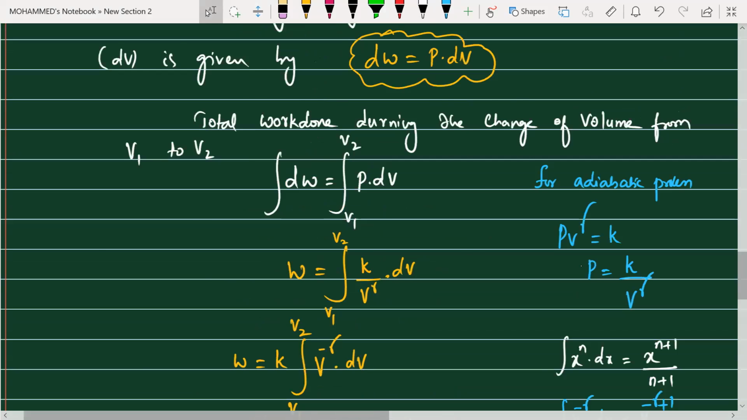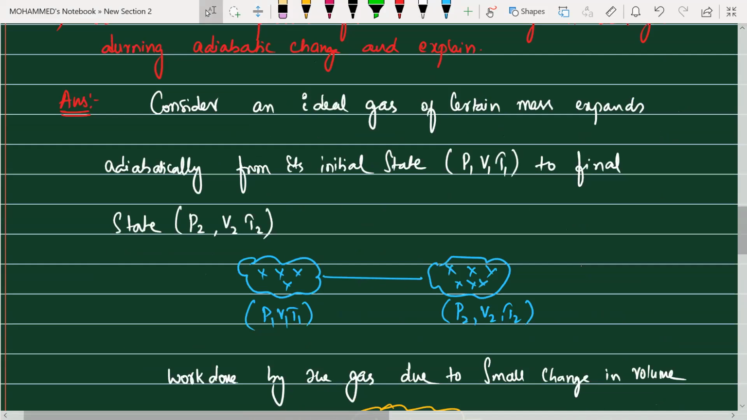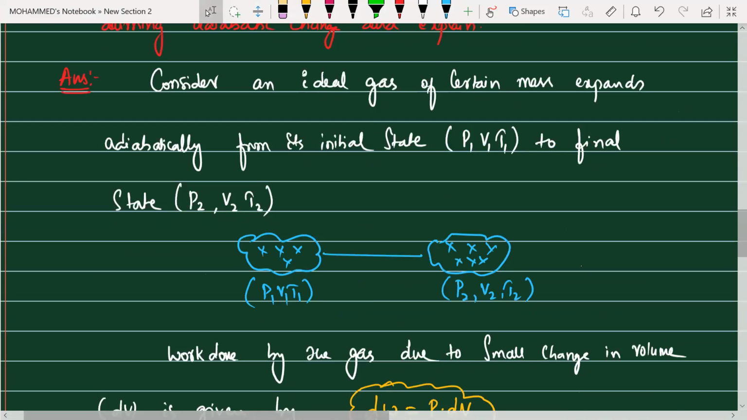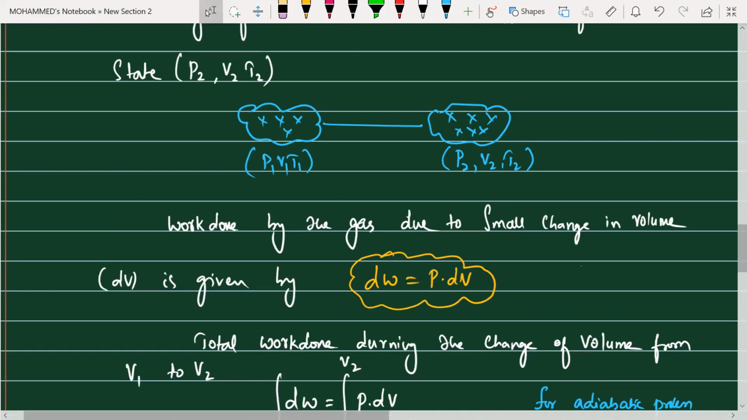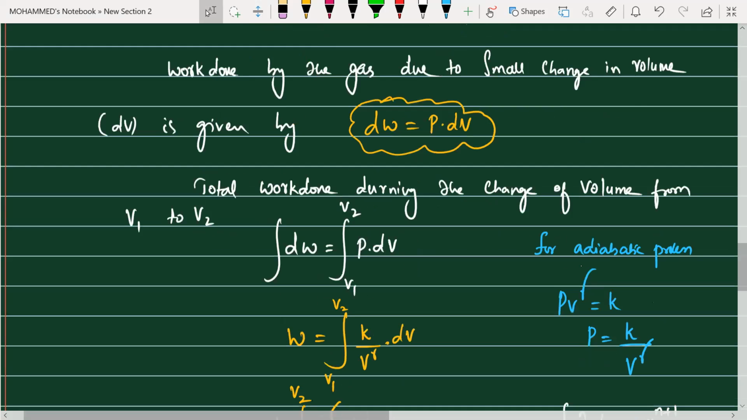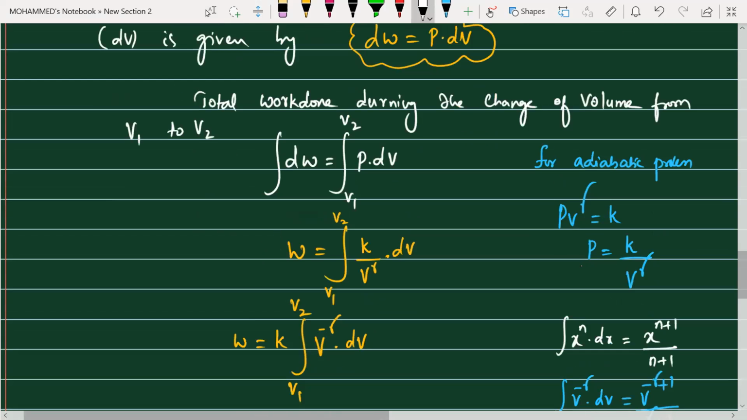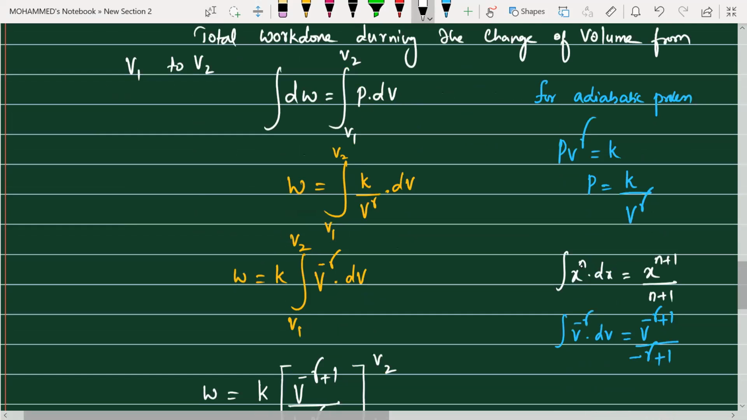See, so what I'm doing is I'll roughly start again from the starting part. We are considering the derivation for the work done in an adiabatic process. In an adiabatic process, delta Q is 0. So work done by the gas due to small changes, dW is equal to P into dV. Now to get the total work done, we are using integration. And we know that for an adiabatic process, PV to the power of gamma is equal to constant. So from this I'm getting the value of P, and substituting here, P is equal to K by V to the power of gamma. So K I'm taking outside, it is the integral of V to the power of minus gamma into dV.